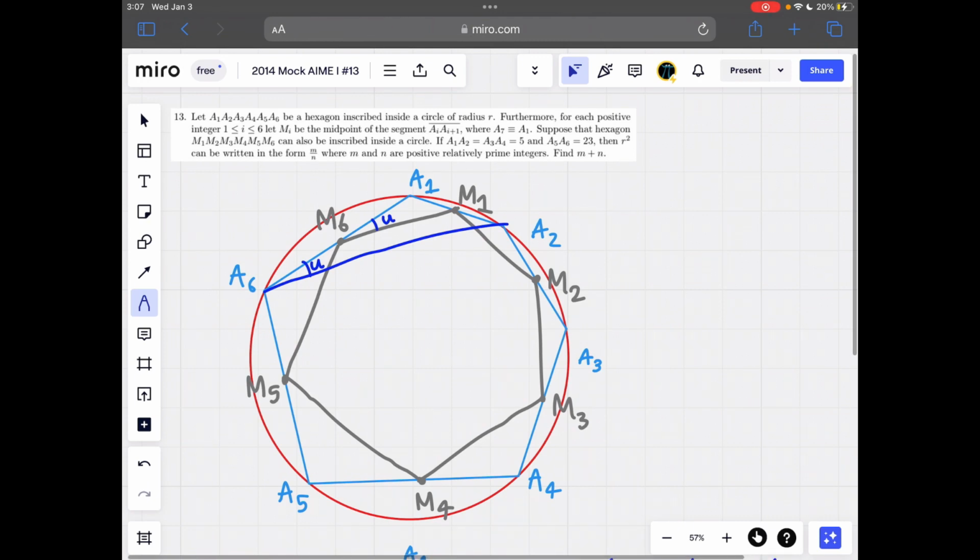Now, what else is that equal to? Well, if you see here, angle A1A6A2 is also equal to angle A1A3A2 because they both cut off arc A1A2. So this here is also equal to U. And doing a scale factor now at A2 with ratio 1/2, that's going to bring A1A3 to M1M2, the midline in triangle A1A2A3. So angle M1M2A2 is also going to be equal to U. And a similar logic applies to every other triangle as well.